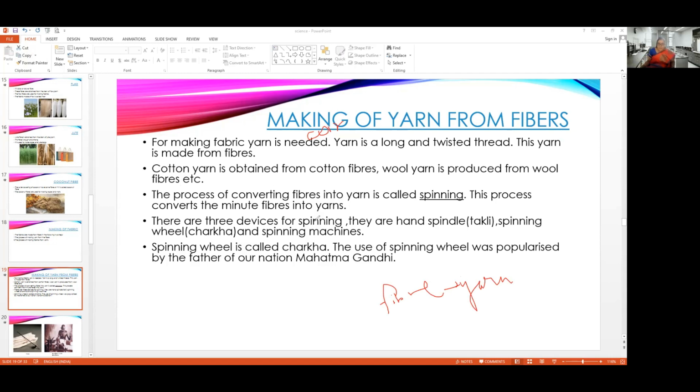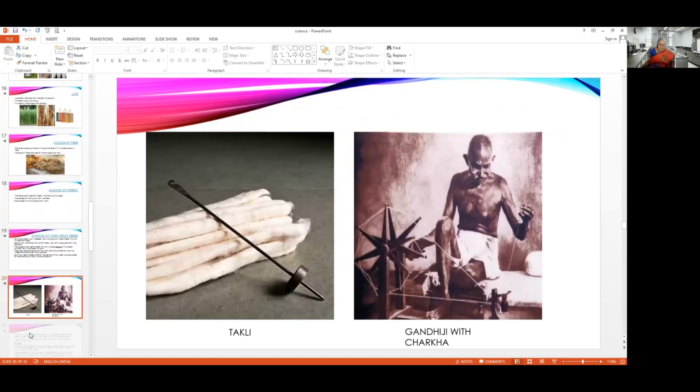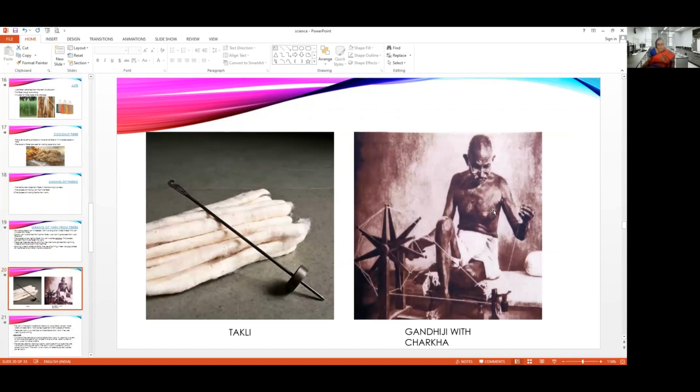This process converts the minute fibers into yarns. There are three devices for spinning: the hand spindle, that is Takli; the spinning wheel, that is Charka; and spinning machines. Nowadays we use spinning machines only. The spinning wheel is called Charka. The use of the spinning wheel was popularized by the father of our nation, Mahatma Gandhi. I think you are aware of this. See, this is called Charka, and this is called Takli.